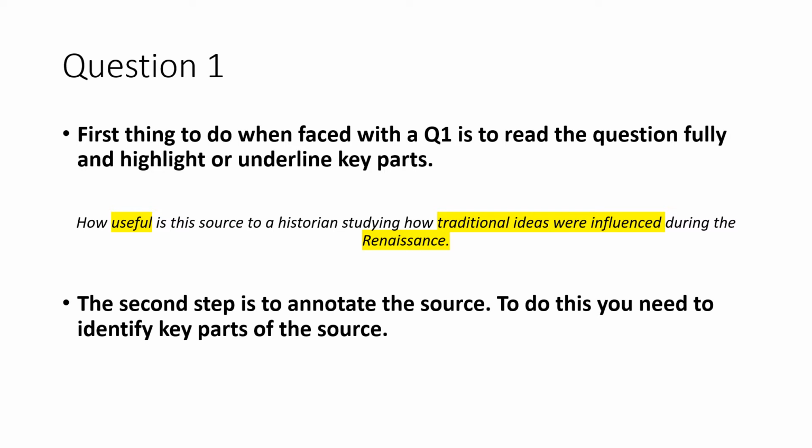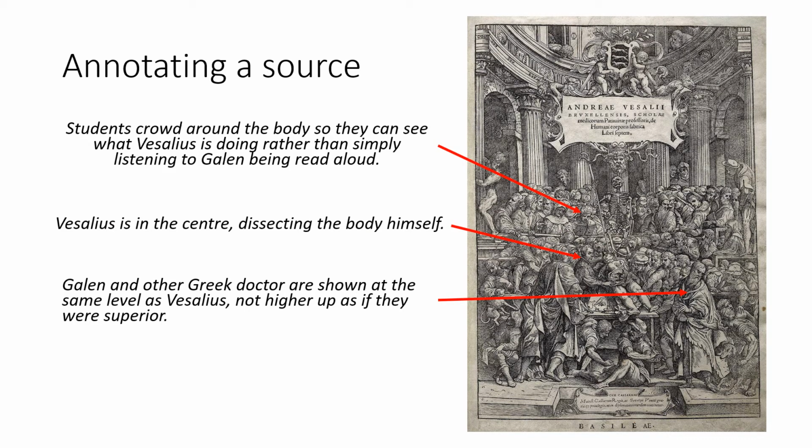We need to annotate the source. And so to do this, you need to identify key parts of the source in relation to the question. You can see here that I have identified 3 important parts of this source. Firstly, we've got students crowding around the body so they can see what Vesalius is doing, rather than simply listening to Galen being read aloud. Because remember, that's the traditional way of doing it during the medieval period.